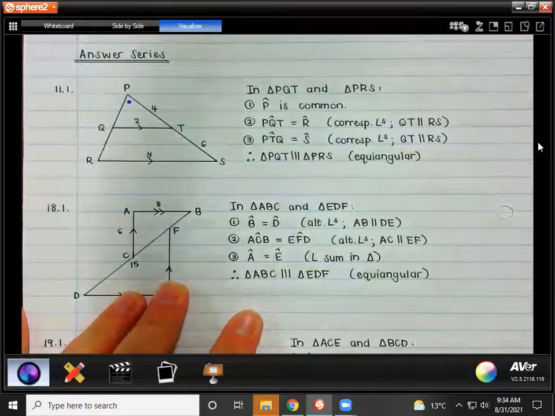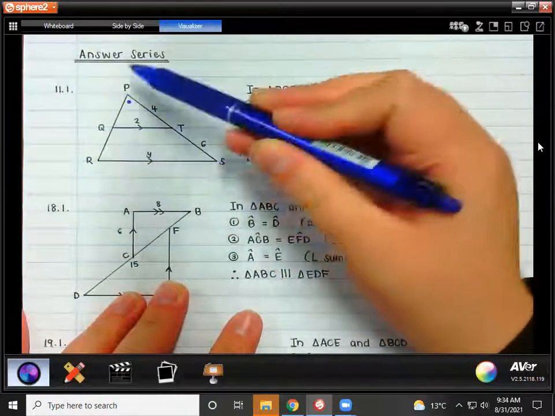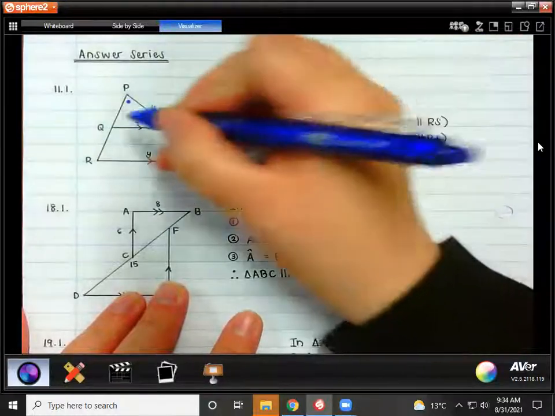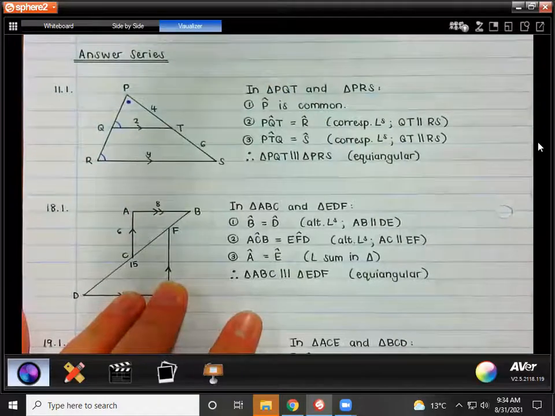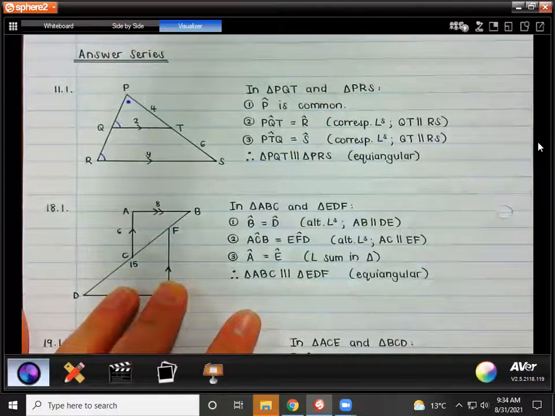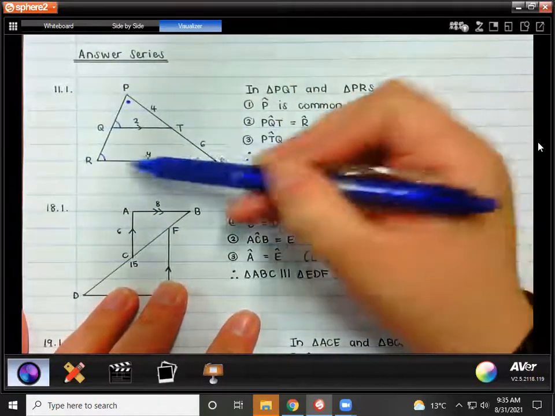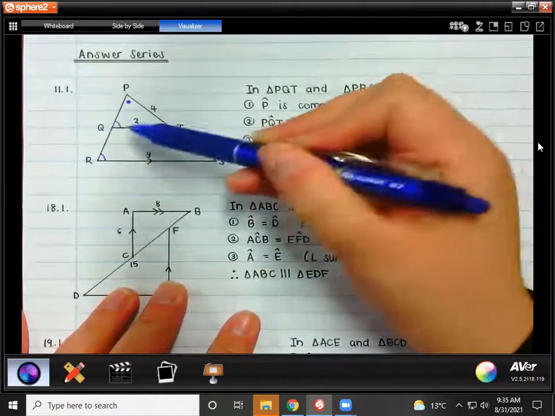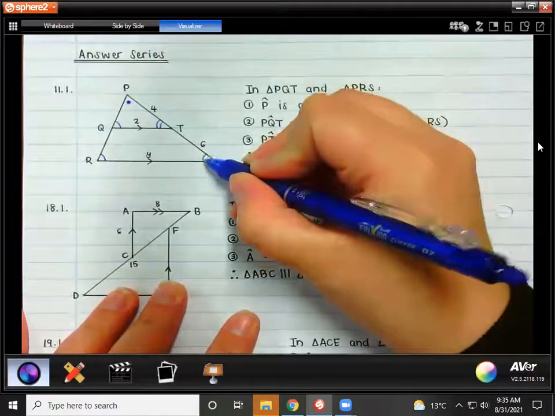For the second one, you have parallel lines here, so you need to look for that F shape. So angle PQT is equal to angle R. The reason there is corresponding angles, QT parallel to RS, for that F shape there. And then you have a different F shape over there. So that angle PTQ is equal to S.